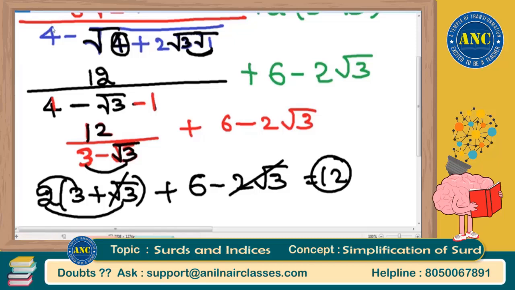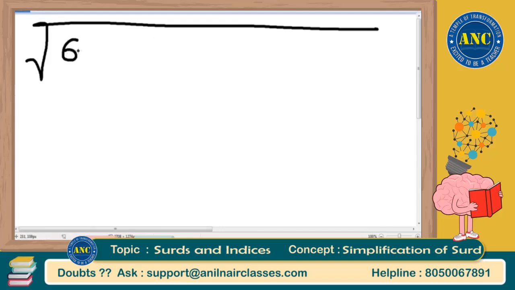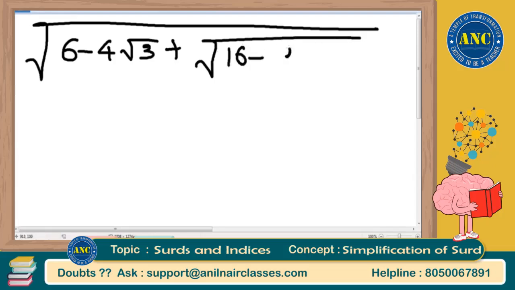Another question. See here. Square root of 6 minus 4 root 3 plus under root 16 minus 8 root 3. 16 minus 8 root 3.